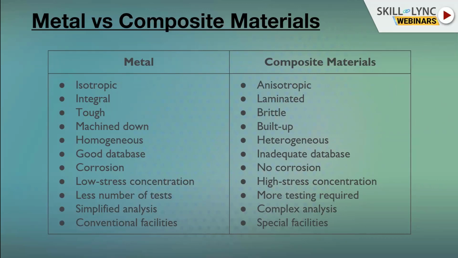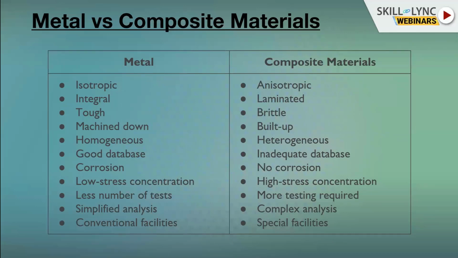Metals have low stress concentration because of the way they are built, because of their isotropic behavior and homogeneous nature, whereas composites have high stress concentration. Usually on the ends of the part or where the part bends, there is a high stress concentration. This is due to the way or the process in which the parts are built and laminated.